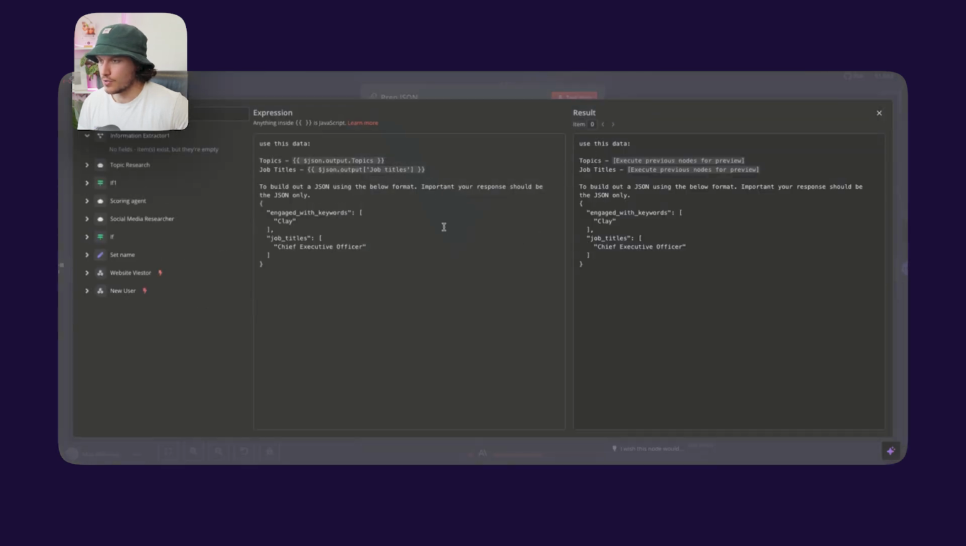Yeah, I am curious about what this node does. Could you perhaps help me with that? Certainly. The node you're asking about is labeled prep.json. It appears to be designed to transform and format data into a JSON structure, extracting topics and job titles using a JavaScript expression. Is that the type of information you were looking for?